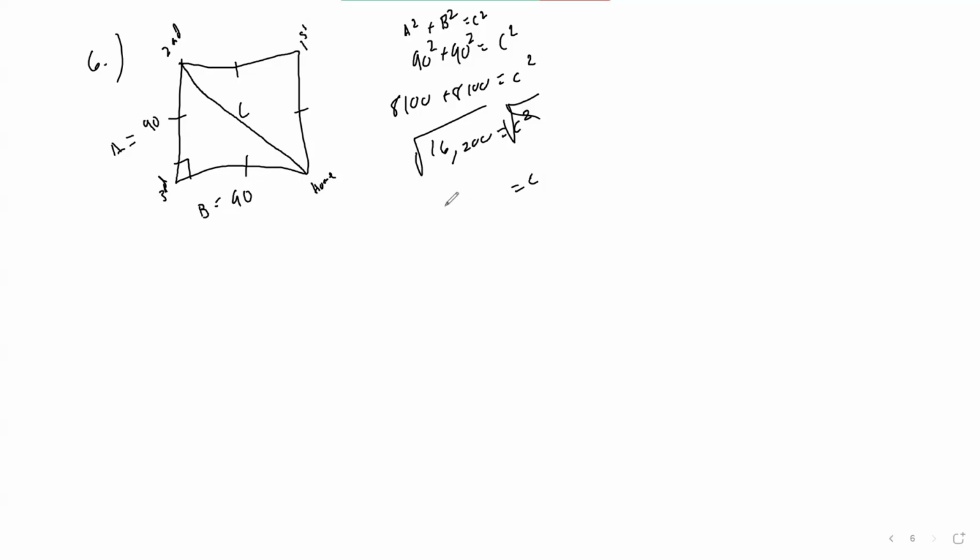And I get 127 point, well, it said to the nearest tenth, so that'd be 127.3. And this was measured in feet, so it's about 127.3 feet that the catcher has to throw to second base to get that guy out. All right. That's another approach. So let's look at number 7.